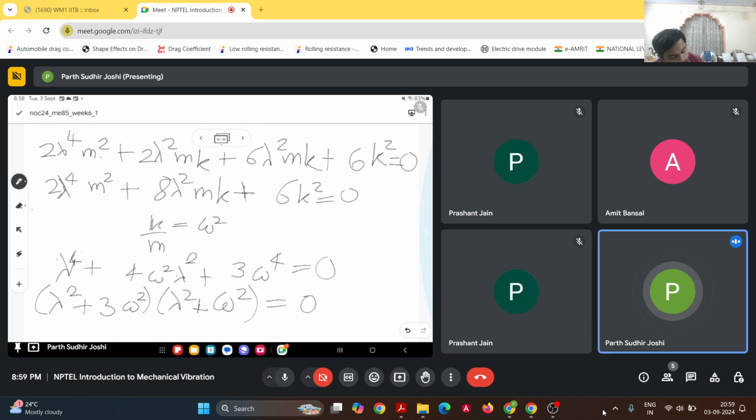So you will basically get the solution as lambda 1 square, let us say, is the first eigenvalue, which is minus 3 omega square, and lambda 2 square is minus omega square. So omega square here means k by m, it's just a substitution. Let me rewrite it properly.